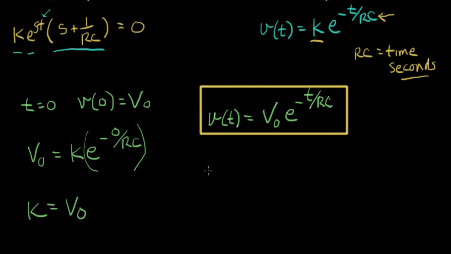We can go one small step further and find out what i of t is. Well, i of t is equal to v of t over R. That's just Ohm's law. And so i of t equals V naught over R, times e to the minus t over RC. That is the natural response of an RC circuit.